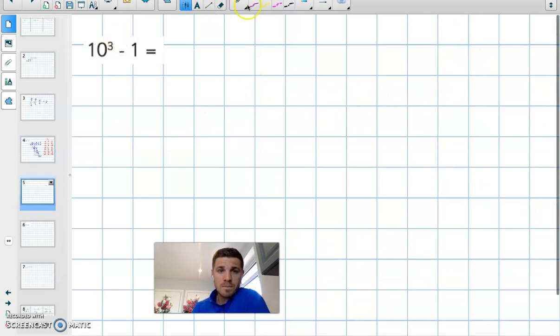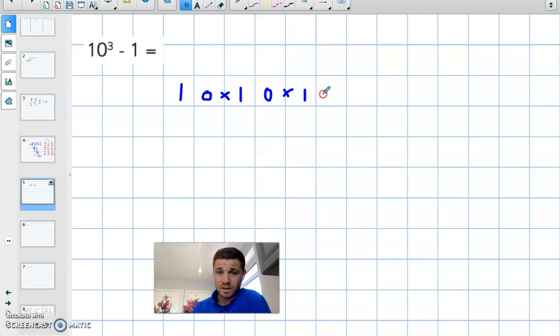Okay. Within this method, this question, you've got 10 cubed. So what you are doing is you are multiplying this 10 by itself 3 times. So you're doing 10 times 10 times 10. Okay. And if you do 10 by 10, you get 100. And then if you times that 100 by the next 10, you get 1,000. So 1,000 is 10 cubed.